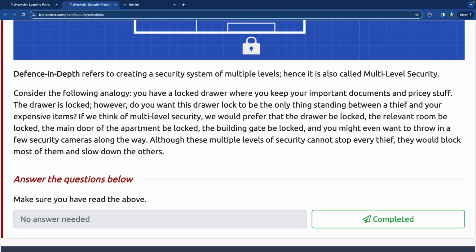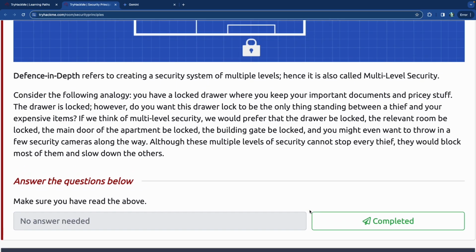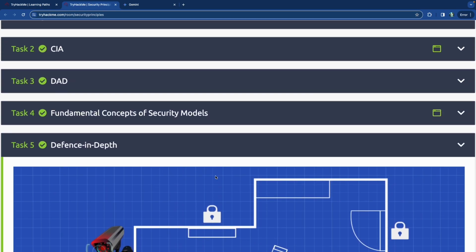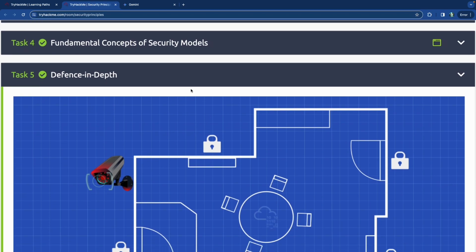Although these multiple levels of security cannot stop every thief, they would block most of them and slow down the others. So very basic to understand. Multiple levels of security, right? Really easy. So that's defense in depth.